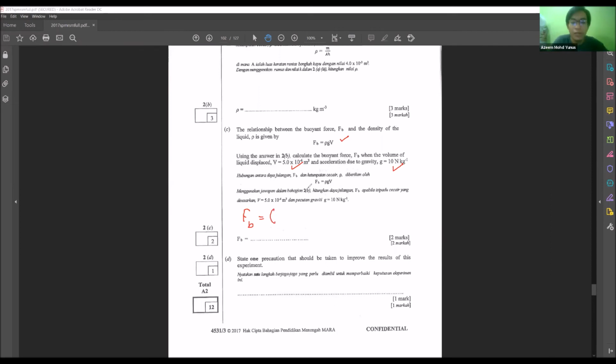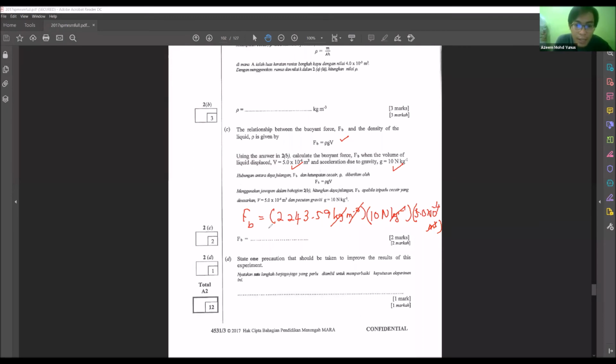The density value is what we found before, 2243.59 kg m negative 3. Make sure that you write the unit because we might end up with a different unit. And g is given as 10 Newton per kilogram. And V is 5.0 times 10 to the power of negative 4 meter cube. So the meter cube will be cancelled out, the kilogram will also be cancelled out, so we are just left with Newton. So that should be our final unit. So plug all those numbers into the calculator.